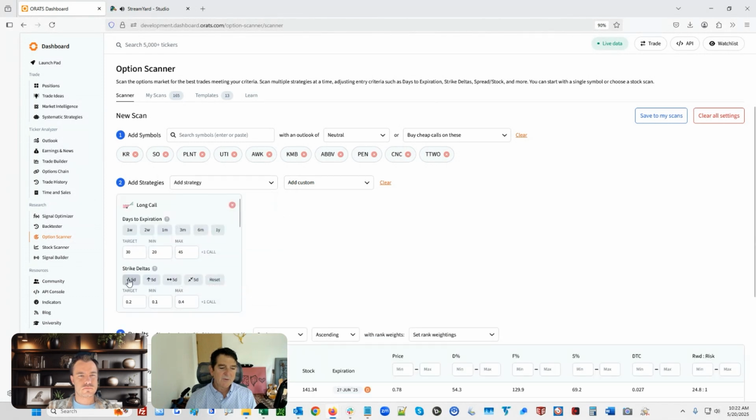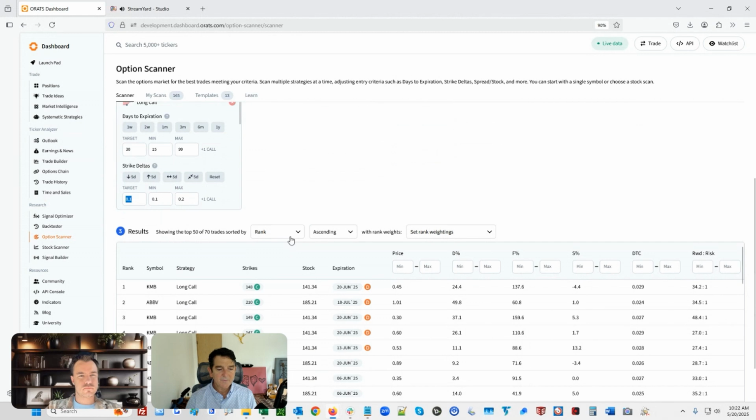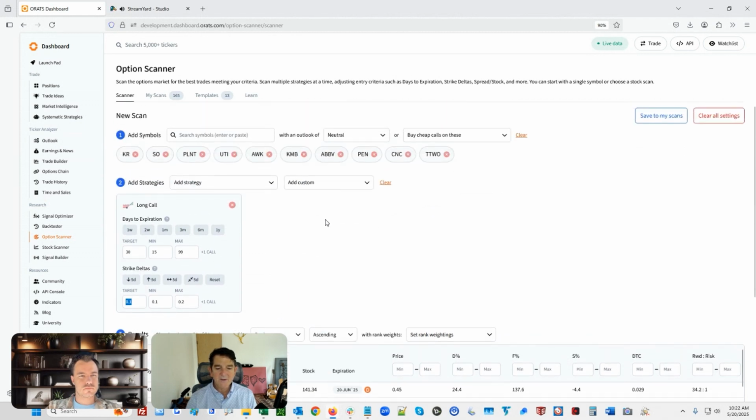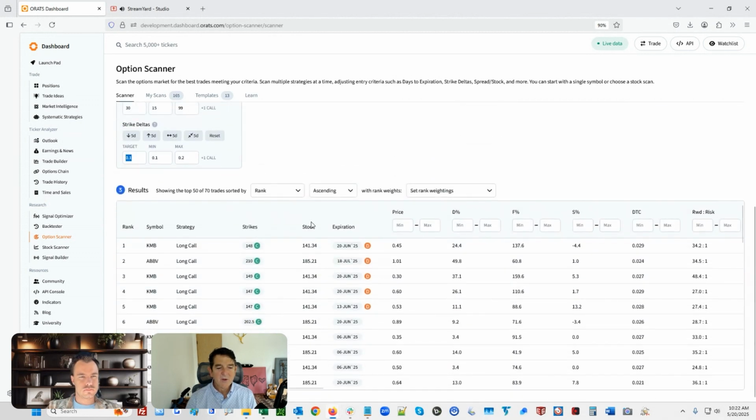We'll buy cheap calls, so we'll buy it with the delta that's lower. Tighten it up and lower it again. So these would be pretty far out of the money. And I could widen this out to like 15 to 99 and get some pretty good stocks. So yeah, let's start looking at these.